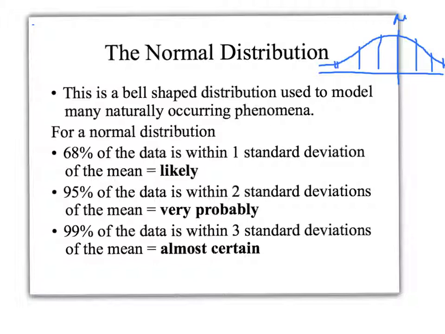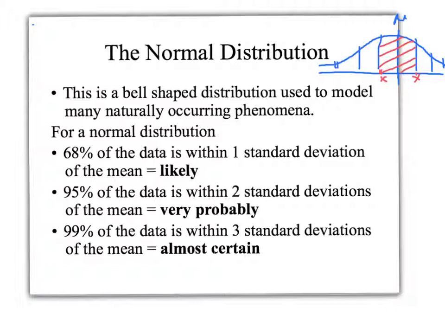So looking at this again, we can draw a quick sketch of the bell-shaped curve. We know that 68% of the data, like we just drew, is within one standard deviation of the mean. And we also say that's likely. It's likely that students will be between this height here and this height here. Okay, it's likely.